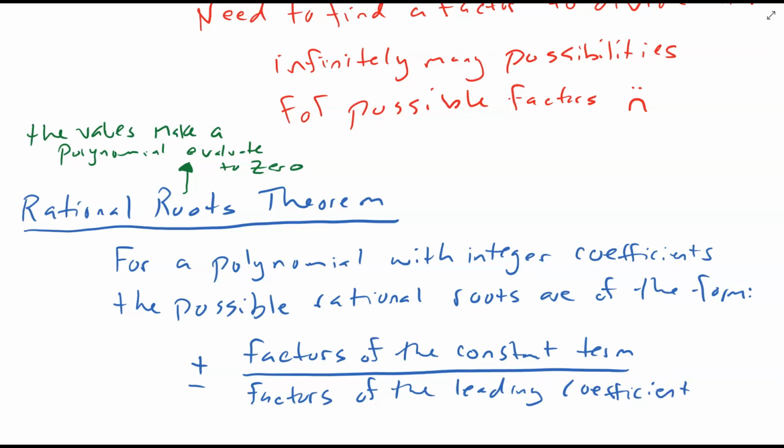So what the rational roots theorem says is that for a polynomial with integer coefficients, the possible rational roots are of the form plus or minus a factor of the constant term divided by a factor of the leading coefficient.